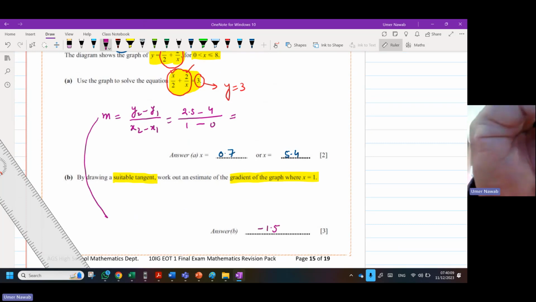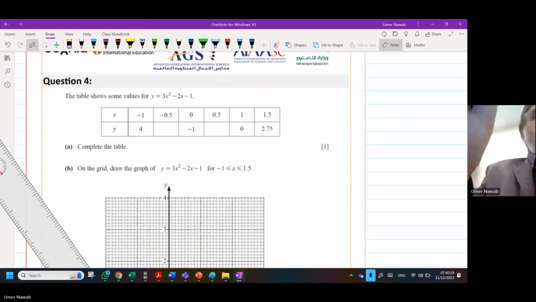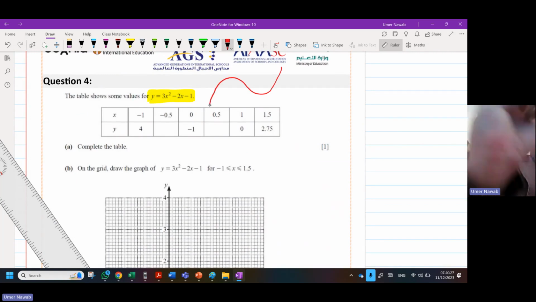This whole explanation should be done over here. And then you get your final answer, minus 1. Next question. We have a cubical equation. A cubical equation, when you draw it, it looks like this.